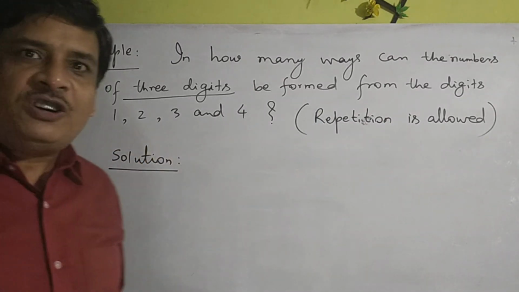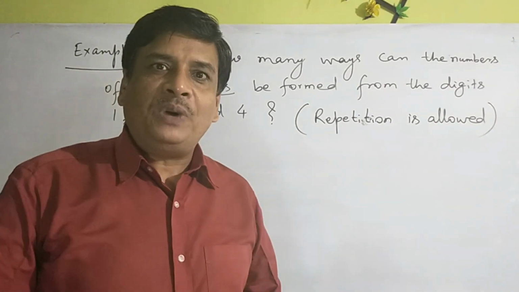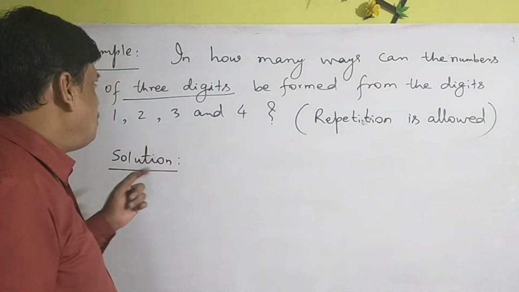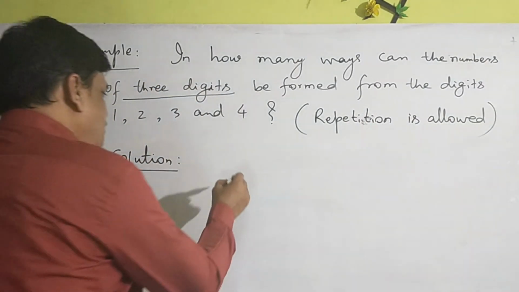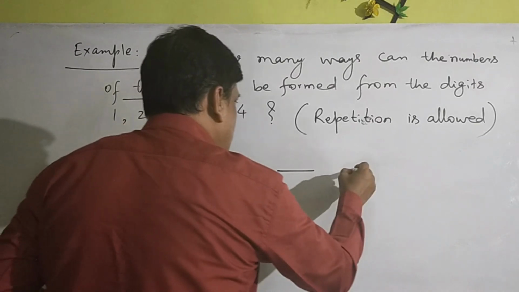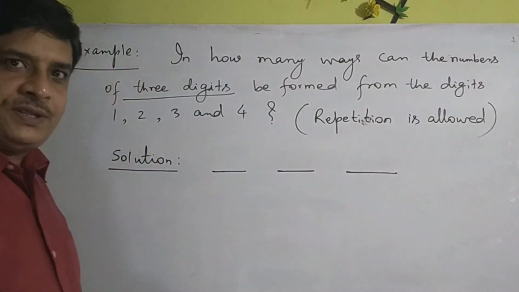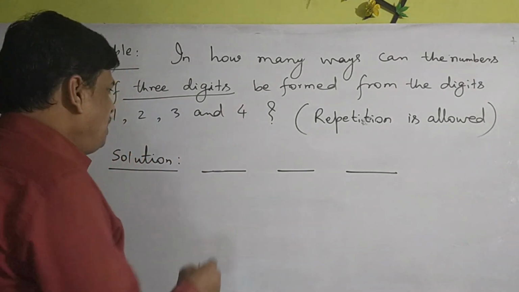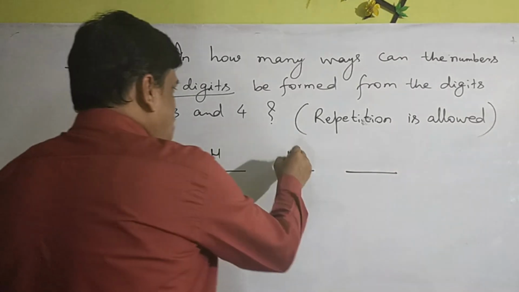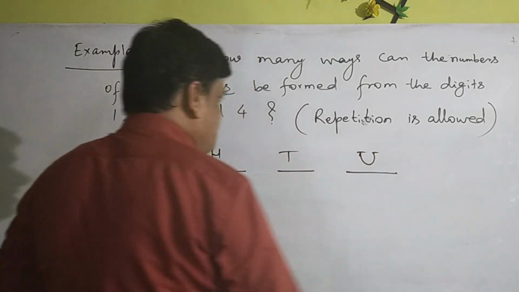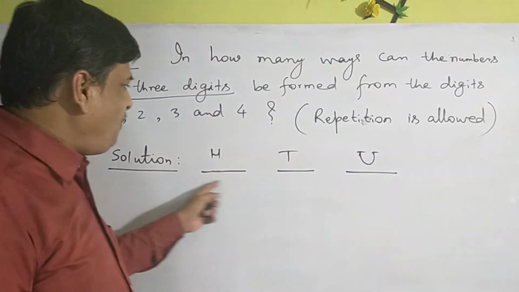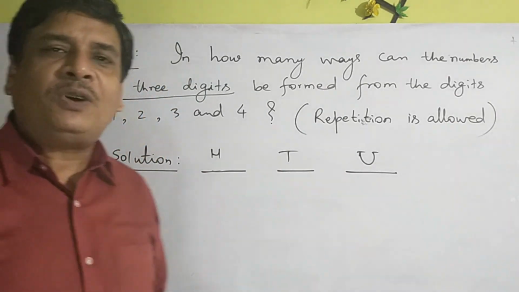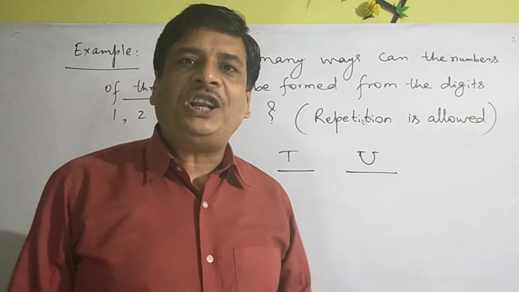In this question I will not write those numbers. I will only state how we apply the principle of counting. We have to form numbers of 3 digits, which means we have 3 vacant places. These vacant places are the hundreds place, tens place and units place. We can start filling from the hundreds place or from the units place or from the tens place. It will not make any difference.